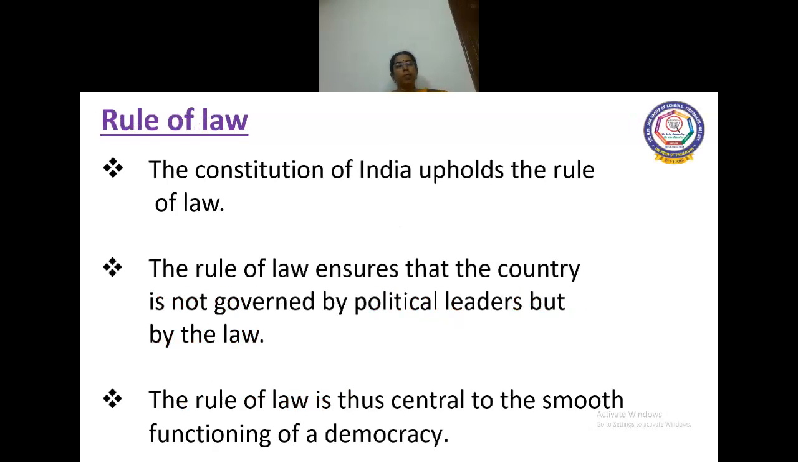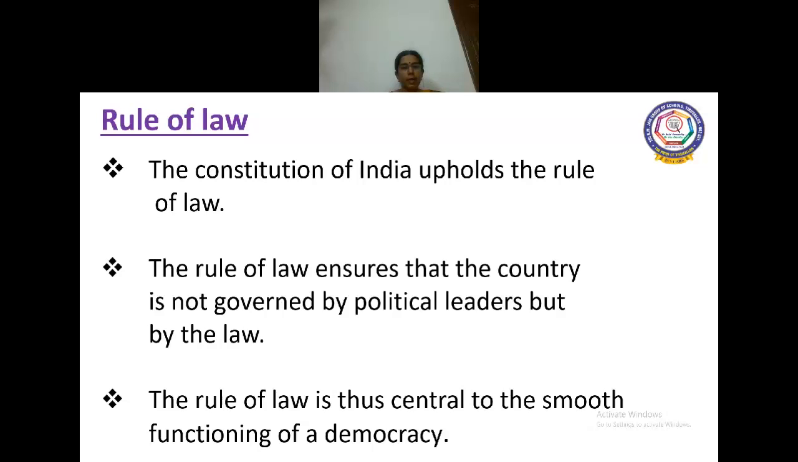And then what is the rule of law? The rule of law means the Constitution of India upholds the rule of law. That is, everyone is equal before the law. Even the prime minister, the chief minister or the president are equal before the law. No one is above the law. That is, everyone is equal in front of the law.